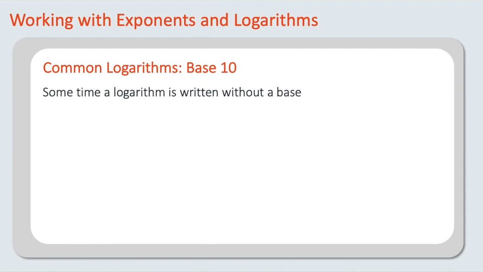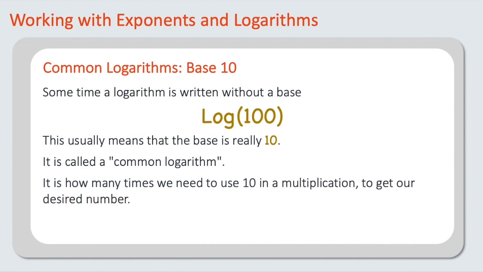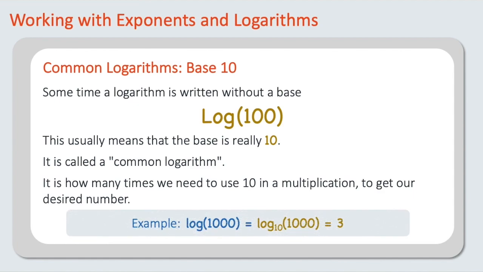Sometimes a logarithm is written without a base, like this, log 100. This usually means that the base is really 10. It is called a common logarithm. Engineers love to use it. On a calculator, it is the log button. It is how many times we need to use 10 in a multiplication to get our desired number. Example, log 1000, which means log to the base of 10 of 1000 is equal to 3.